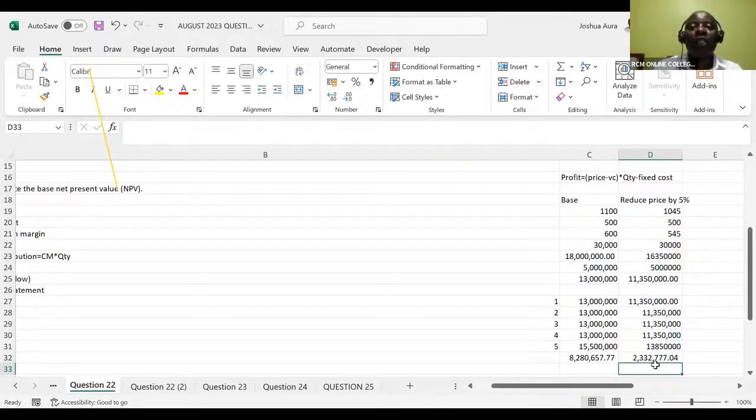Anybody who has been able to get the net present value of 2.3 million? Let me check. I'll repeat from year 5. Yes, Candy has gotten it. I will repeat. Sensitivity analysis, we vary one at a time.